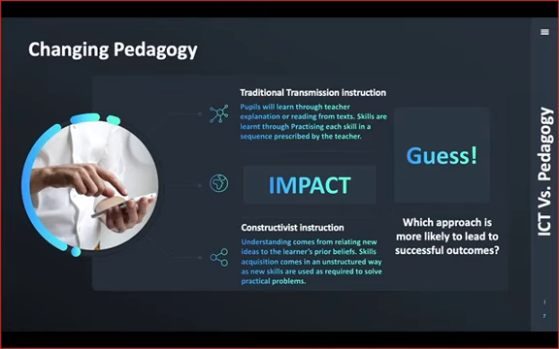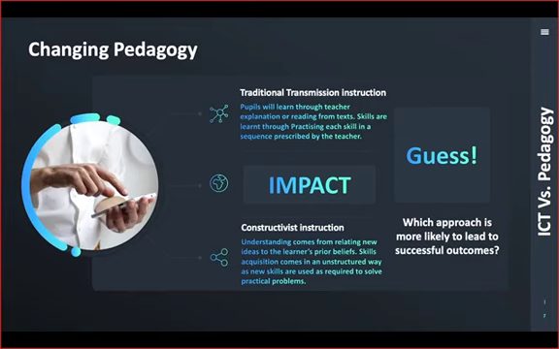I don't really want to keep it over, but if anyone would like to add something before we wrap up the webinar, anything about these two approaches and which one they think leads more to successful outcomes and results? Hello, Jalal, go ahead, please.